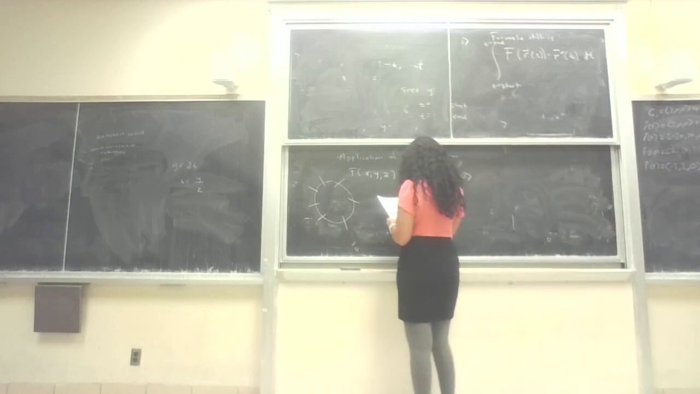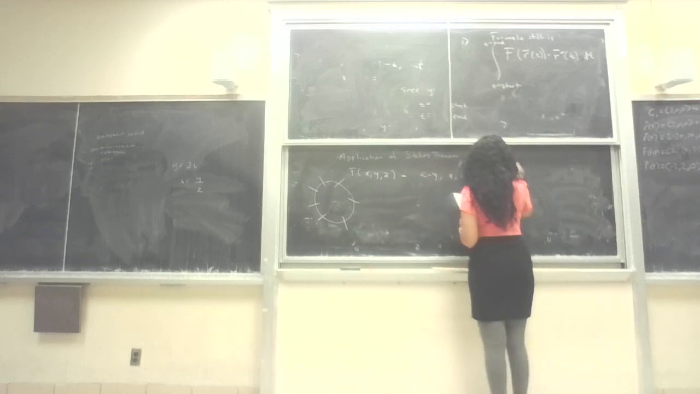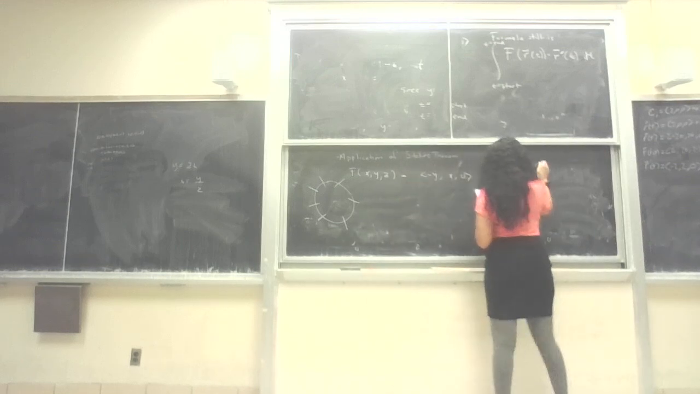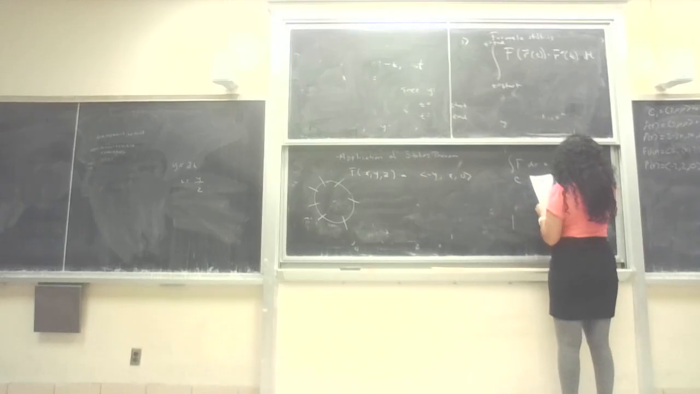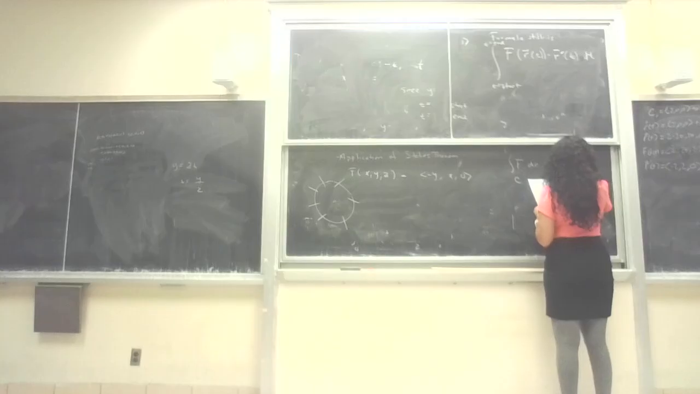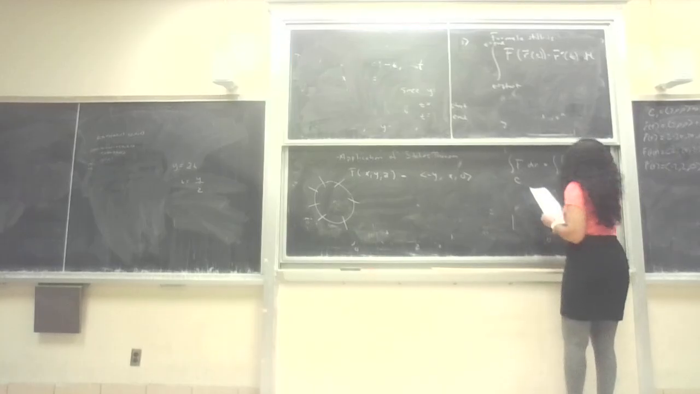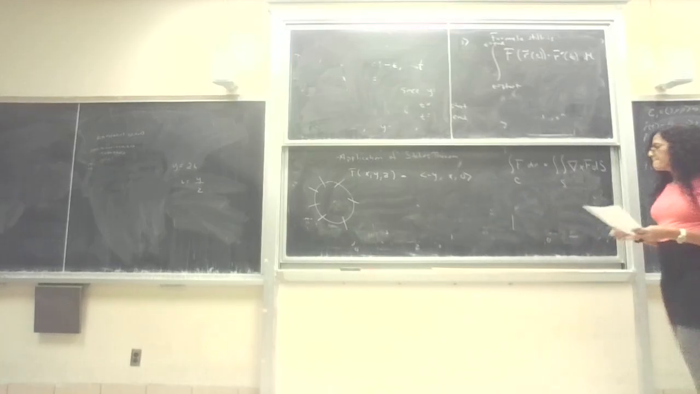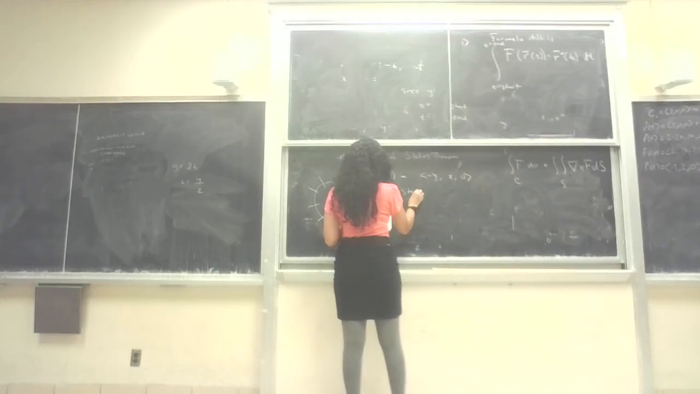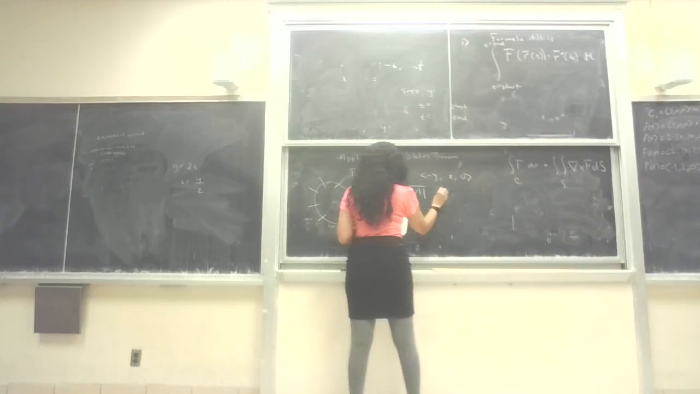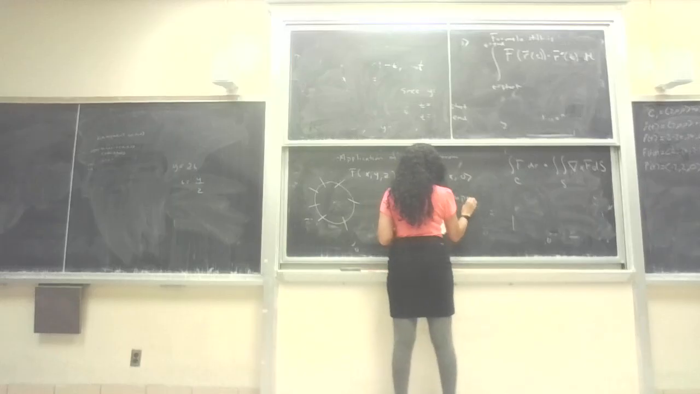So if I want to apply Stokes' theorem, the formula looks like this, which is kind of useless because it doesn't tell you how to do it. We write it like that, but here's how to execute it. Step 1 is to compute the curl.